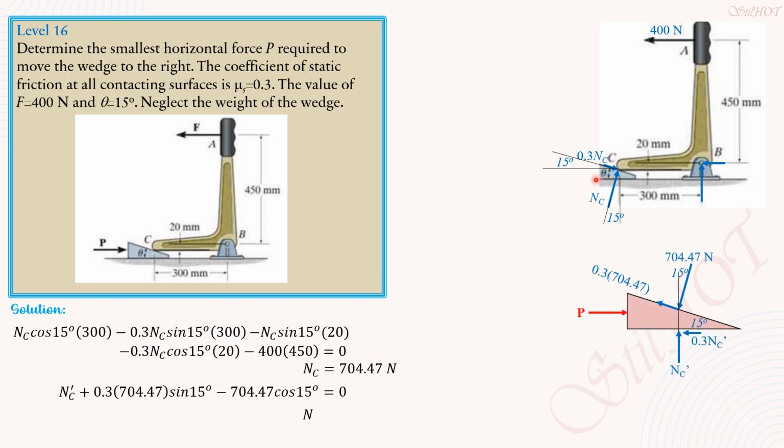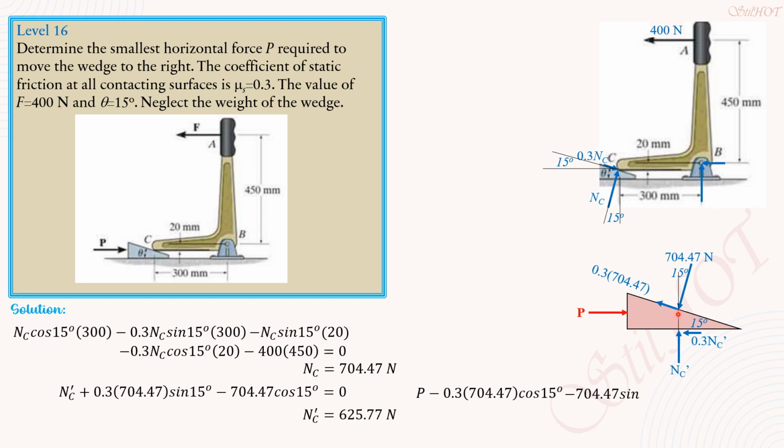We then transmit these reactions to the wedge and analyze the wedge through the free body diagram as shown. So we have here, summation of forces vertical: N sub C prime plus 0.3 of 704.47 sine of 15 degrees, then minus 704.47 cosine of 15 degrees equals 0. So N sub C prime is equal to 625.77 newtons.